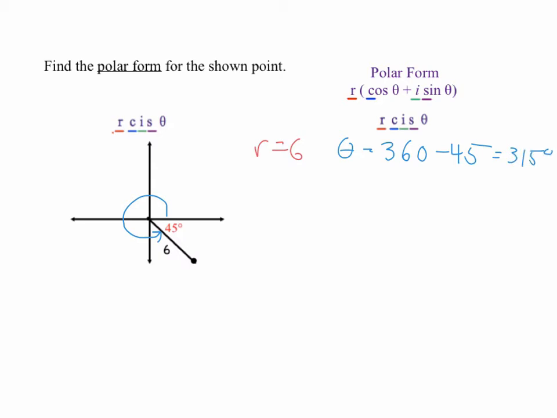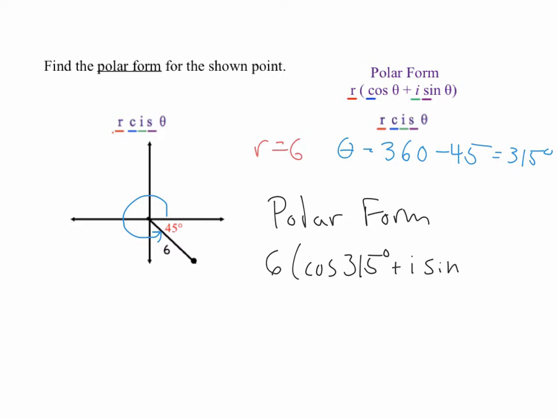And so when I write my polar form this time, I end up with 6 times cosine 315 plus i sine 315. Or the short version, 6 cis 315.